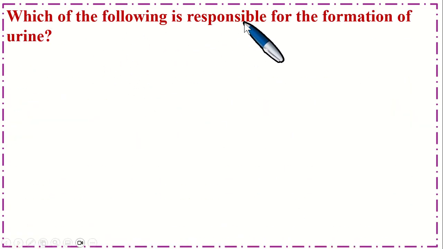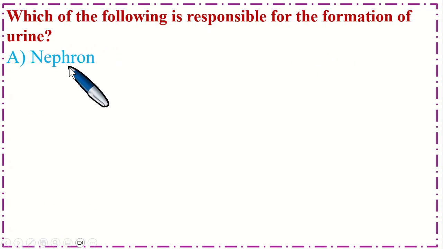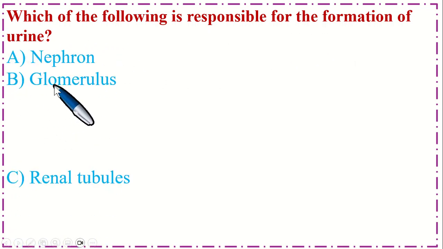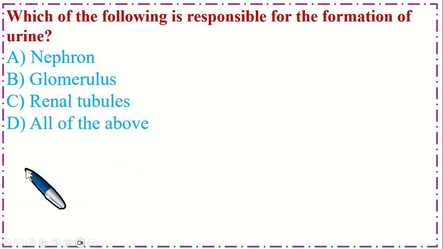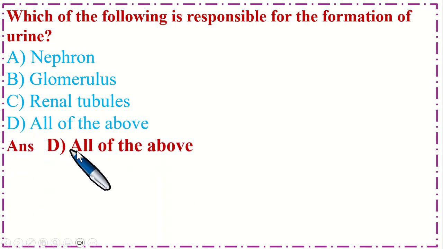Which of the following is responsible for the formation of urine? Option A, nephron. B, glomerulus. C, renal tubule. And option D, all of the above. So the correct option is D, all of the above.